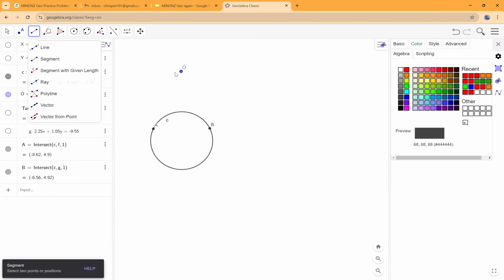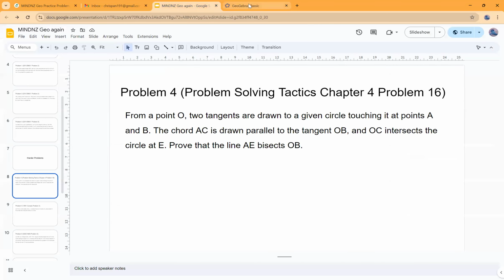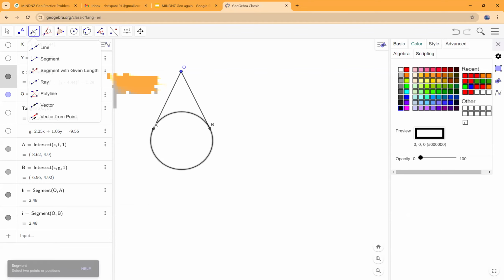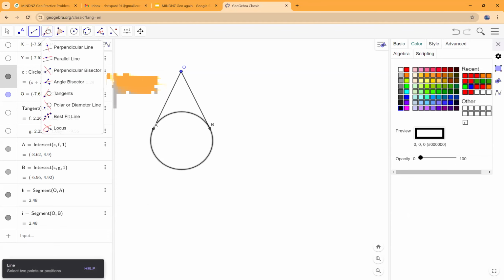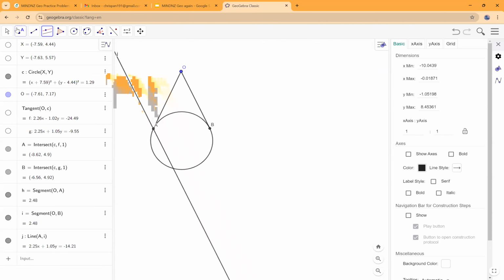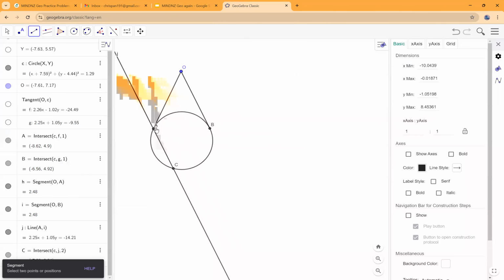We have a circle, and we have a point O, that's just any point, touching the circle at points A and B. And we're going to draw another line here, parallel to OB, passing through A. So it looks like this. We copy it over, parallel, and it's going to intersect the circle again at some point C.